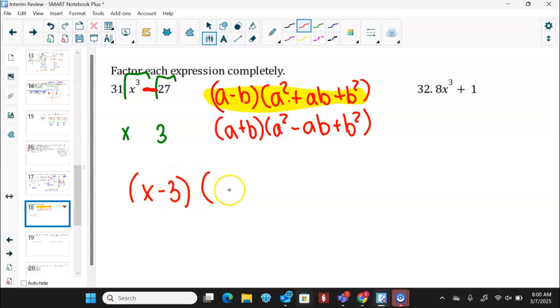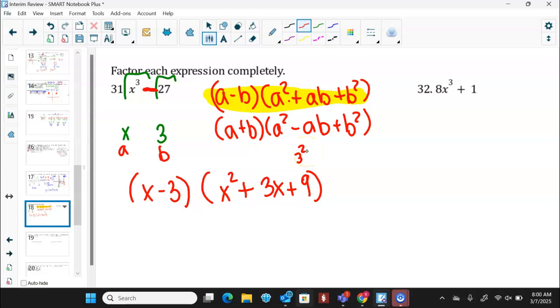Then we're going to flip the sign. We're going to take the x and square it. So this is your a, this is your b. So it's a squared, so x squared. Flip the sign to positive. A times b means 3 times x. Okay, and then b squared always positive. 3 squared, it's 9. Okay, so 3 squared.